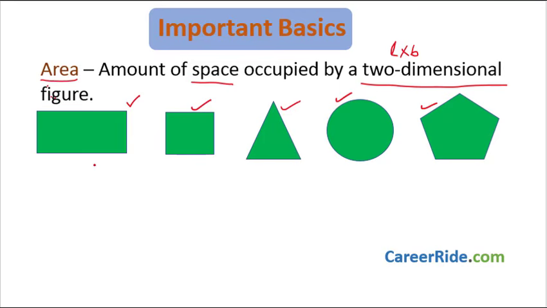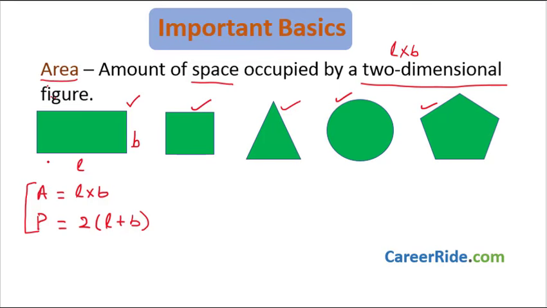Now when we talk about rectangles, a rectangle we all know would have length and breadth. Area of a rectangle we all know is length into breadth. And what is the perimeter of a rectangle? It is equal to 2 into (L plus B), right? Now this is something that we all know. So what is interesting here?